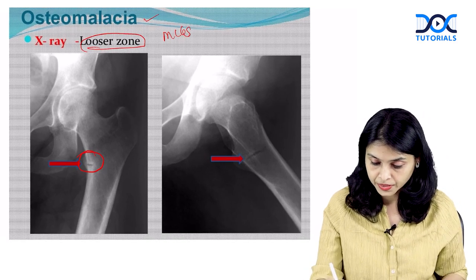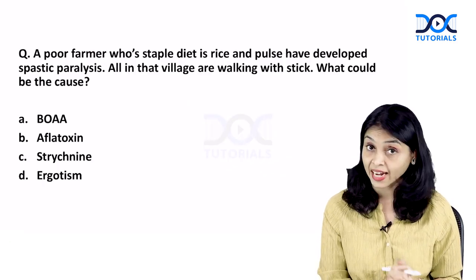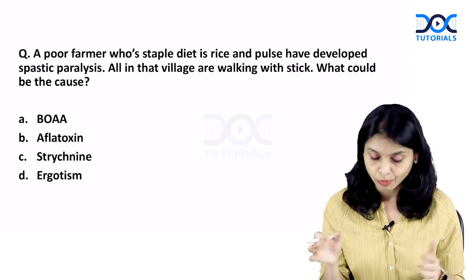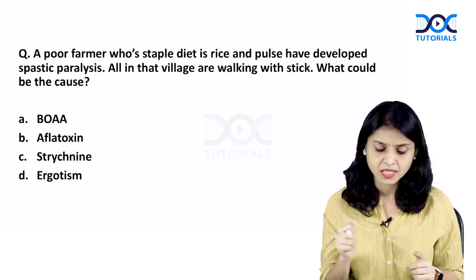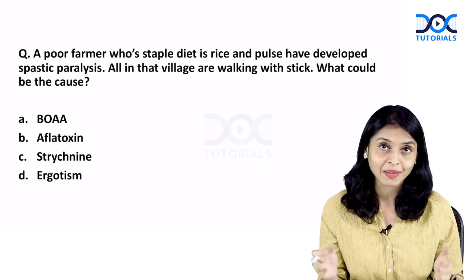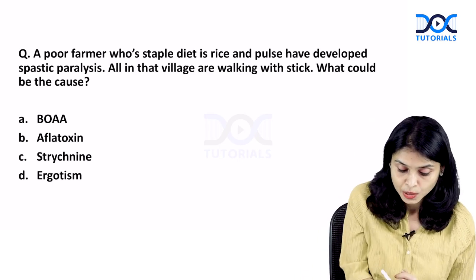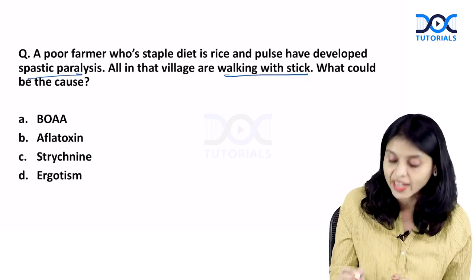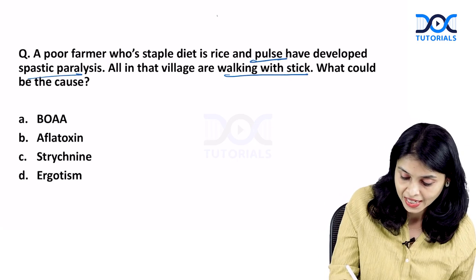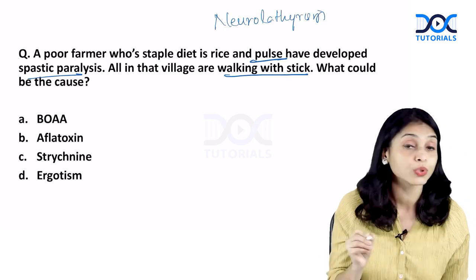Now moving on to the next question. A poor farmer whose staple diet is rice and pulse has developed spastic paraplegia. Everyone in that village is walking with a stick. What could be the cause? I don't think everyone will be walking, but that is how the question came, from what I got from the recollection. Anyway, what is the answer? By the way, spastic paralysis, walking with a stick, eating pulse. So this is pointing towards neurolathyrism. Due to which toxic principle?